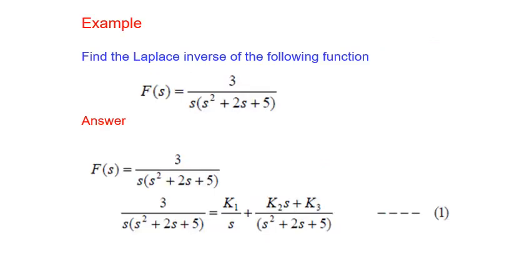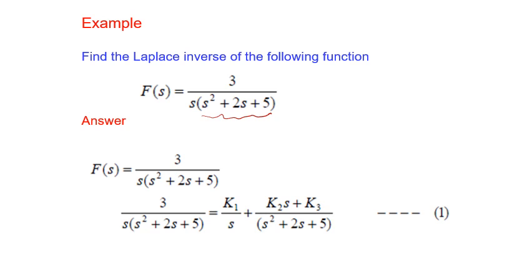Let's look at this example. Find the Laplace inverse of the function given here. So F(s) equals 3 over s into (s squared plus 2s plus 5). Make sure that this function is complex before you start. You can use your calculator to confirm it very fast. So once you find it's complex, we are going to follow the style in this example to do it.